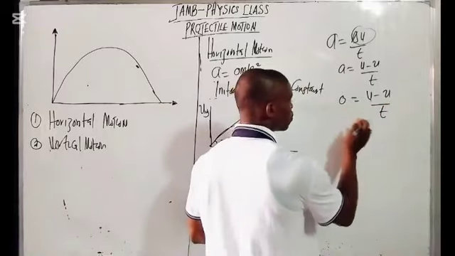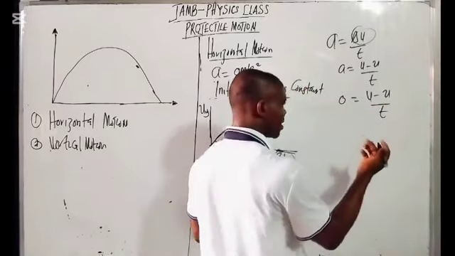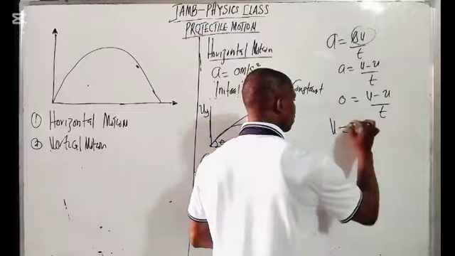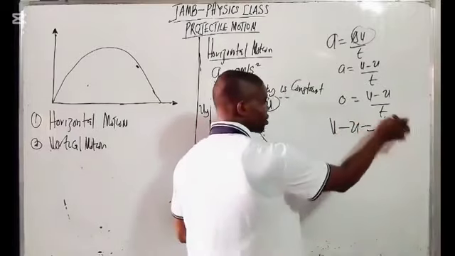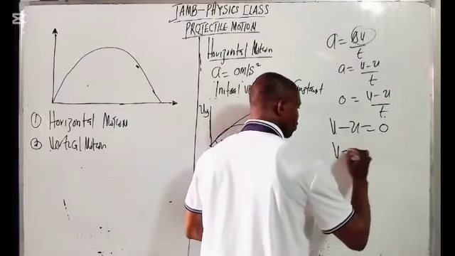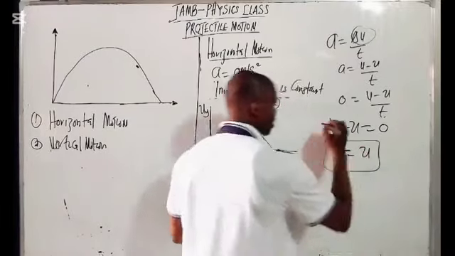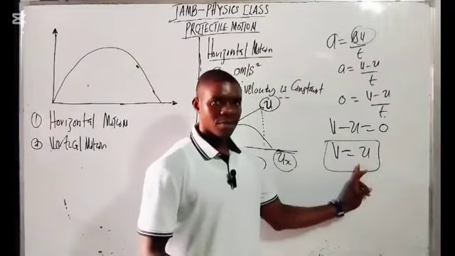If you cross multiply, t times 0 is going to be 0, so v minus u equals 0. Can you see the answer here? v equals u. Then there's no change in velocity.